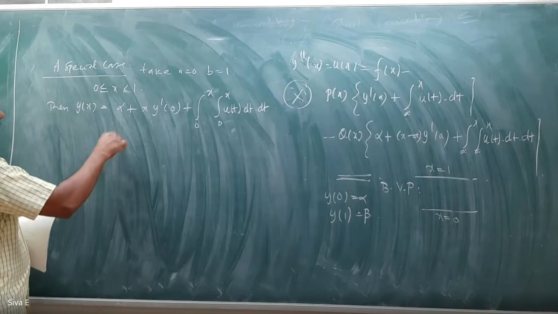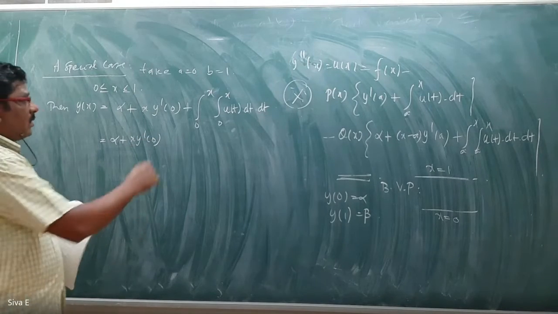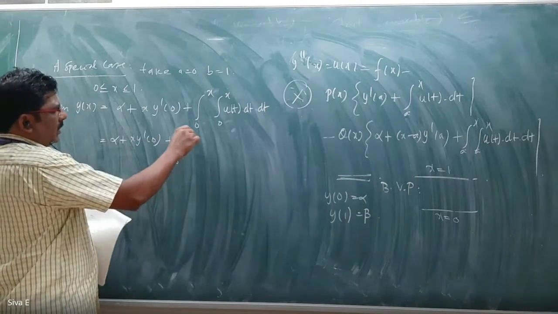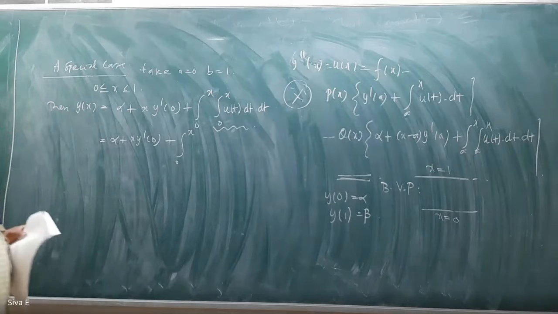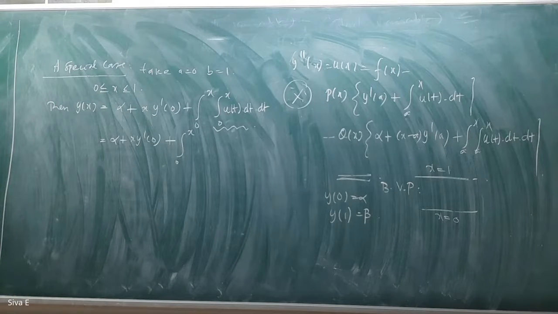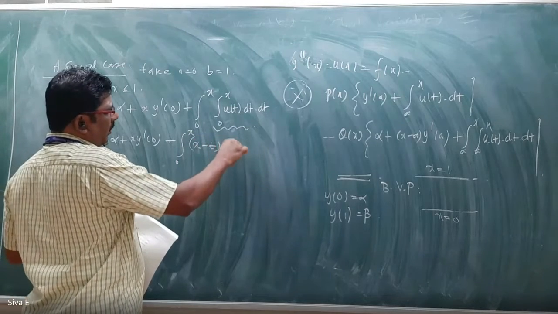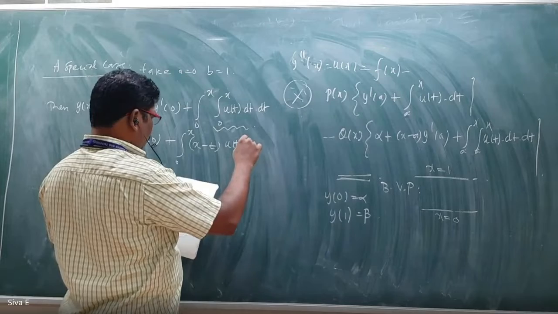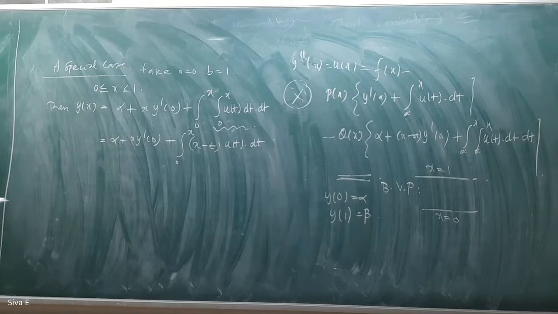So that is equal to alpha plus x y dash of 0 plus, actually 0 to x, we can write by using this formula, converting by using the convolution theorem. We can write this as integral 0 to x, x minus t u of t dt.